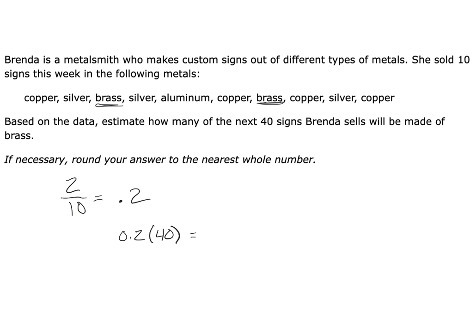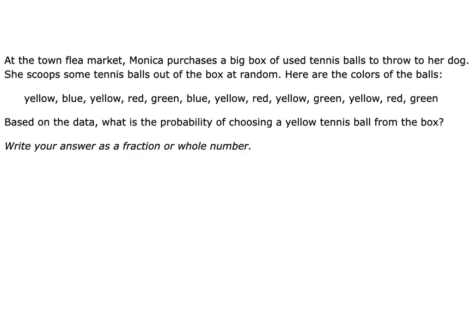When I do that, I get 8. And it asks me to round to the nearest whole number. Well, this is a whole number, so I am done right here. I would expect that there are 8 brass signs in the next 40 sign orders that Brenda fills.